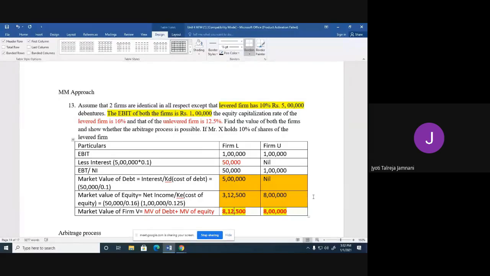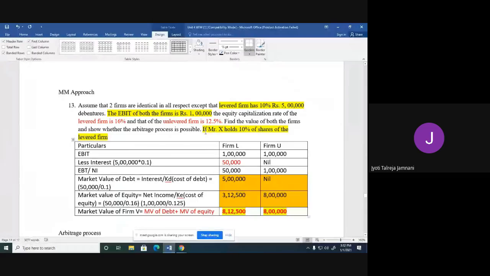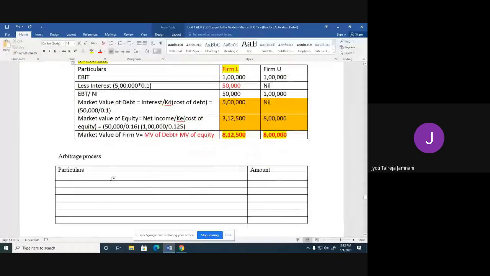So arbitrage basically says you have to buy shares of the firm which is undervalued, and you have to sell the shares of the firm which is overvalued. So let's check how to work on it now. They have told you to use this Mr. X as an example and show how the arbitrage process works. So what has Mr. X done? Mr. X holds 10% of the shares of the levered firm. Which is the levered firm? It is firm L. So Mr. X is holding 10% of firm L shares. Let's see how it works. So first we will write the position of Mr. X.